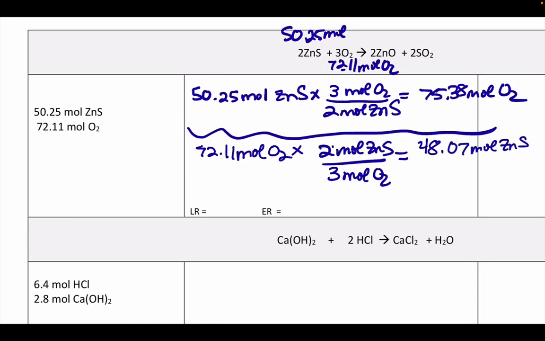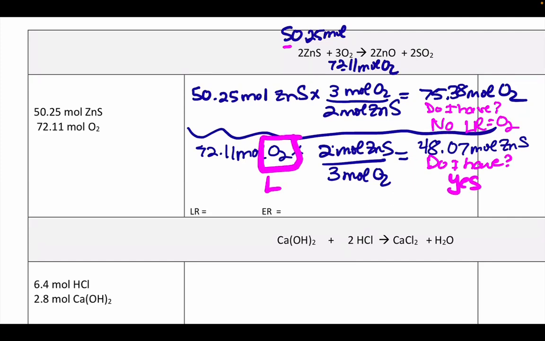So then I ask myself, do I have 75.38 moles of oxygen? And my answer is no. I only have 72.11. So then my LR is the oxygen. If I went the other way, do I have 48.07 moles of zinc sulfide? Yeah, I have 50. So then this is my LR. Okay, let's do one more.